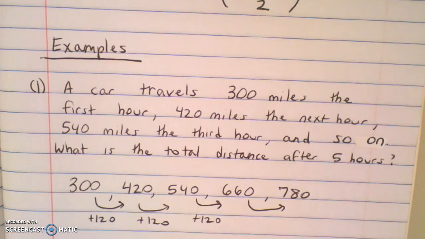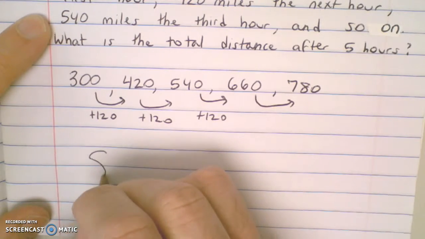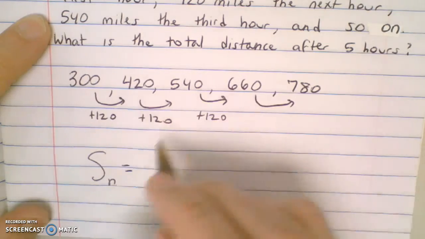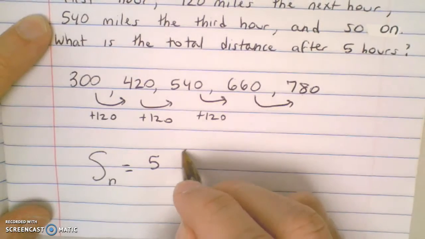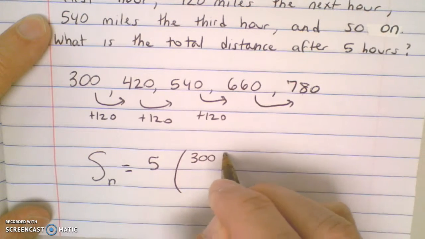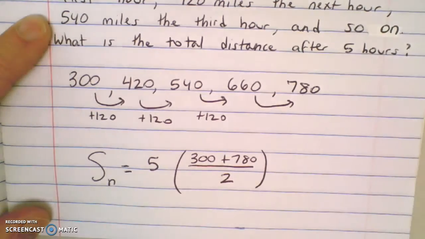And it's asking what's the total distance after 5 hours. So I could just find the sum of all those numbers and add them together. I could also use the formula that we learned, where we take the number of terms times the first and last term, add it together, divided by 2. So S sub n would equal, there are 5 terms, 1, 2, 3, 4, 5. The first term is 300, and the last term is 780, divided by 2.